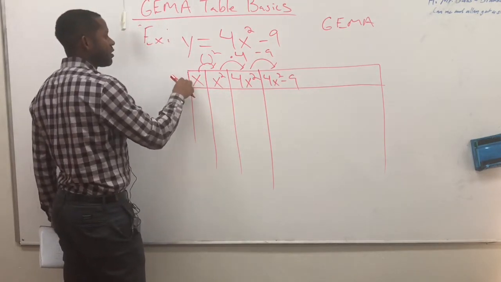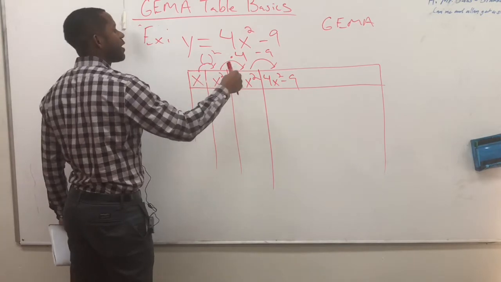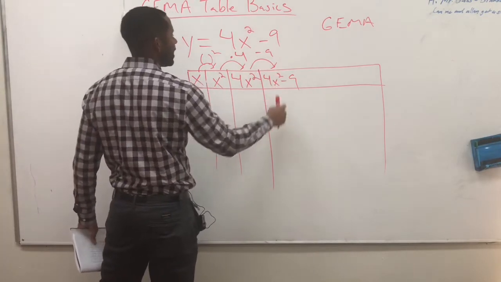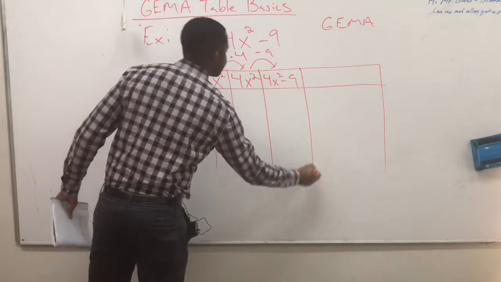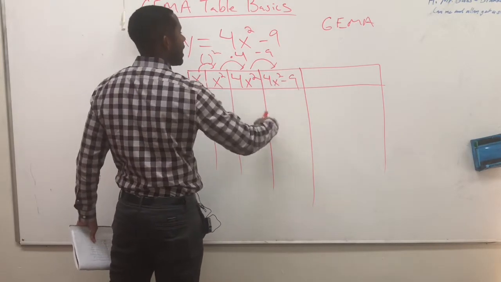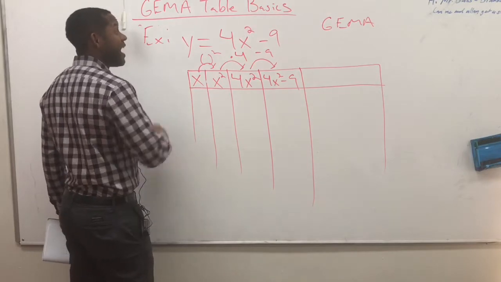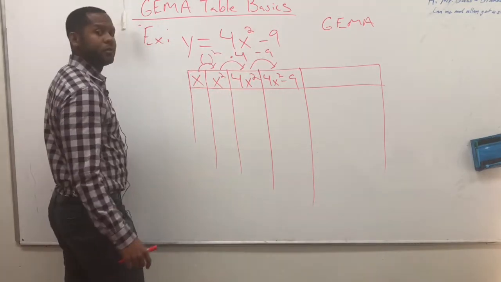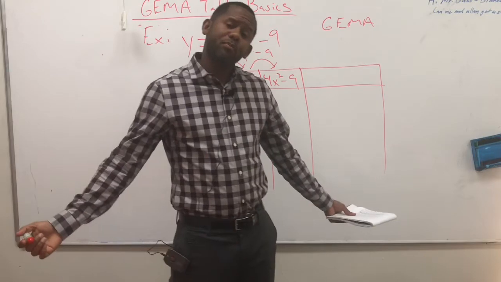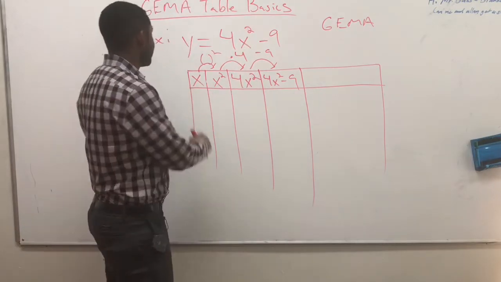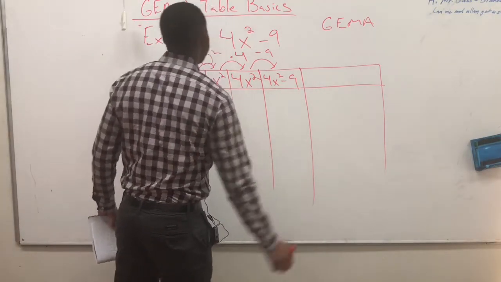Notice I built it. I started with just the x. I squared it. I multiplied it by 4, and I subtracted 9. And I can see all of those, right? This is like my y column. This is my output column, okay? So I just built this with a GEMA table. And now I can plug in different inputs to figure out what my outputs are.